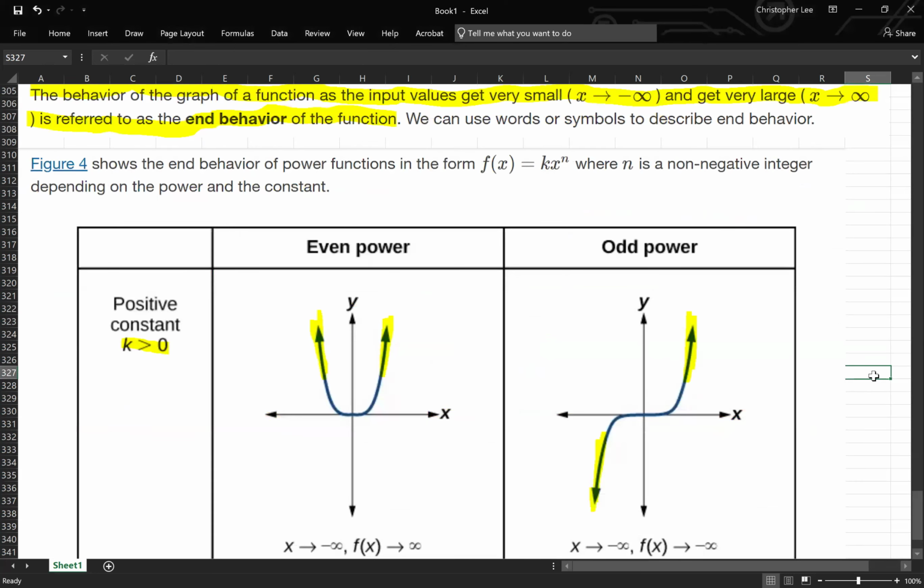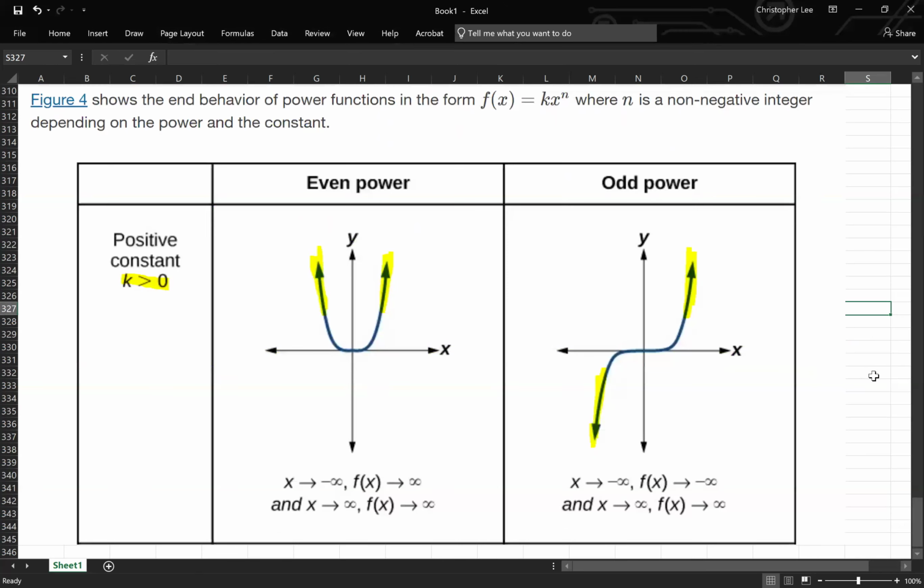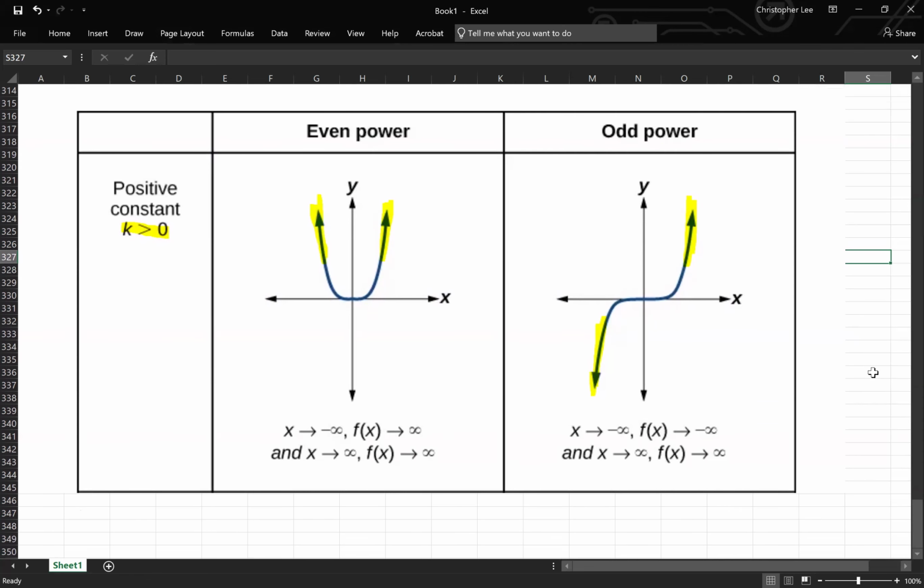This is what I'm saying, right? In this figure, it shows the end behavior of the power functions of the form f of x equals k x to the n, where n is a non-negative integer depending on the power and the constant. So let's say that we have a positive k. For an even power, as x goes to negative infinity, f of x is going to infinity, and as x goes to infinity, f of x is going to infinity. So that's why we have these double arrows here.